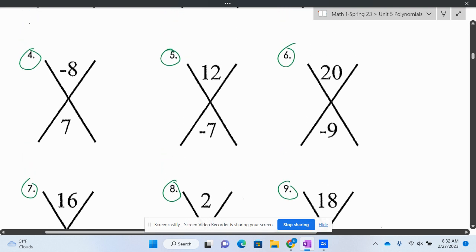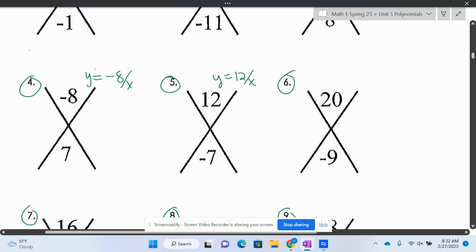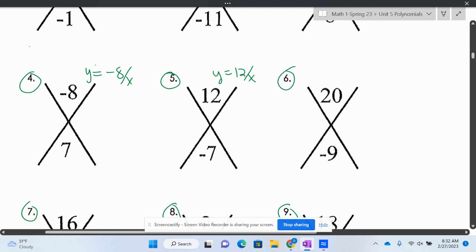Remember, if they don't jump off the page to you, this is what you're putting into your calculator. Y equals negative 8 divided by x. Y equals 12 divided by x, right? That's the number that you're trying to figure out the factors for, the product.